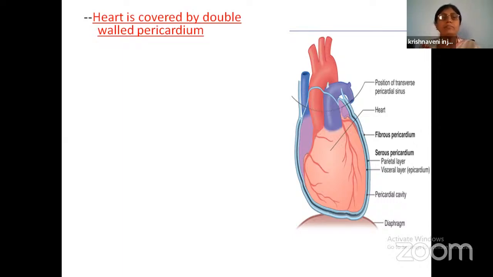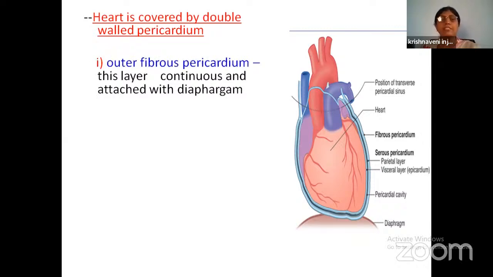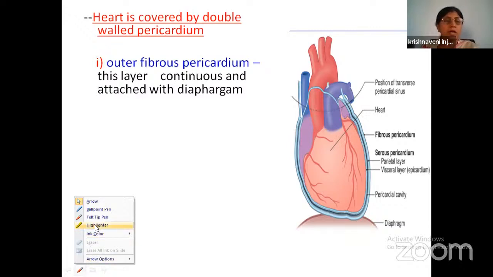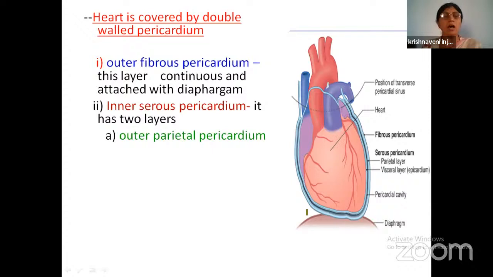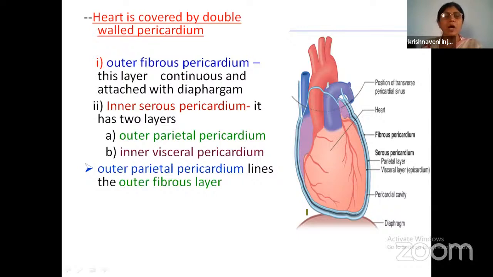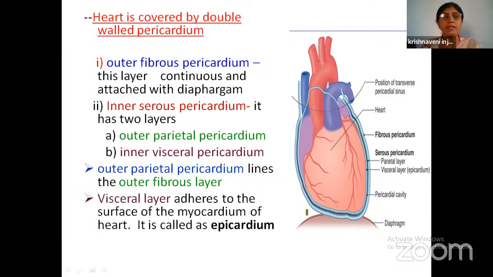Heart is covered by double-walled pericardium. Yesterday we have gone through it. Outer fibrous pericardium. This layer continues and attached with the diaphragm. And then I want to take the highlighter. Yes, this is the diaphragm. And then inner serous pericardium. It has two layers. One is the outer parietal pericardium and second one is the inner visceral pericardium. Outer parietal pericardium lines the outer fibrous layer and visceral layer adheres to the surface of the myocardium of the heart. It is called as epicardium.